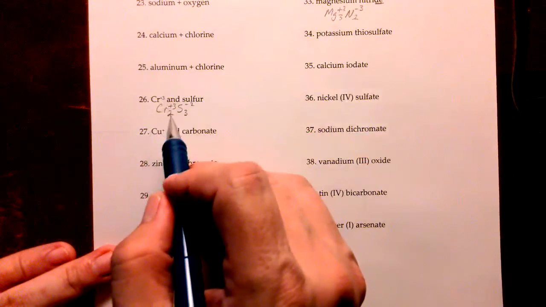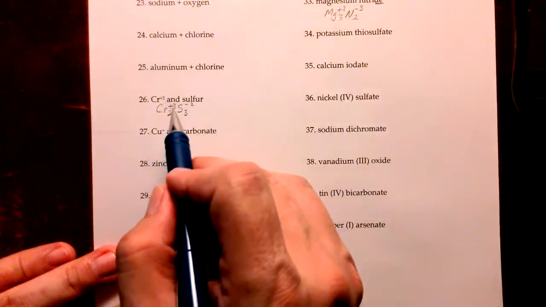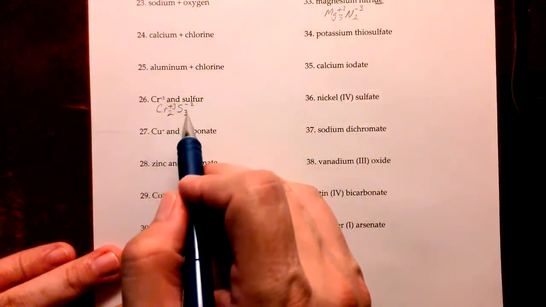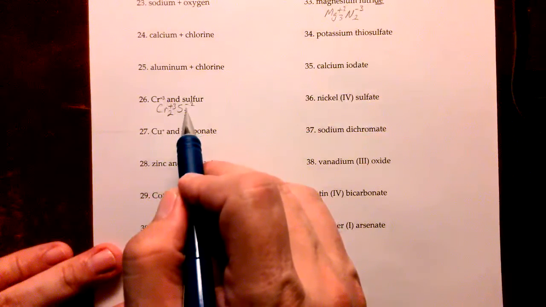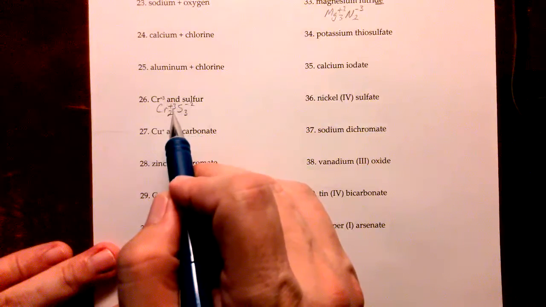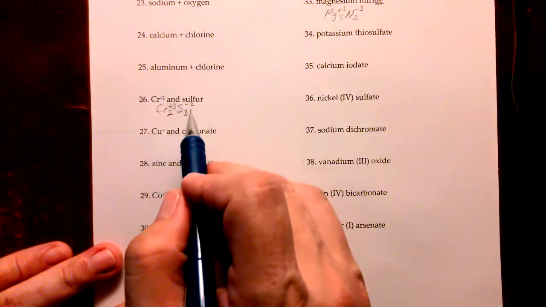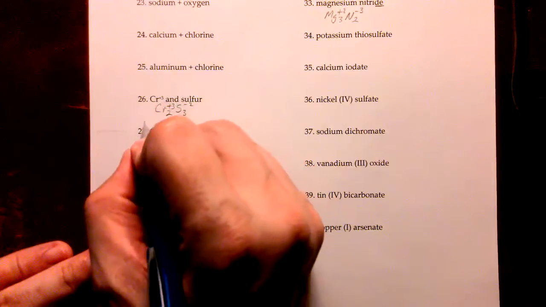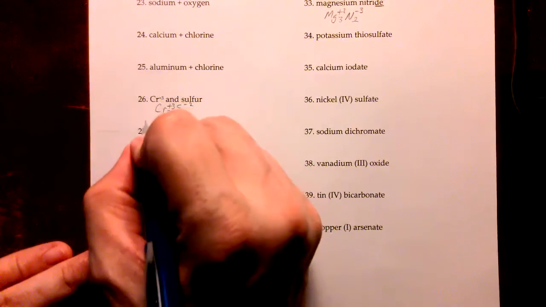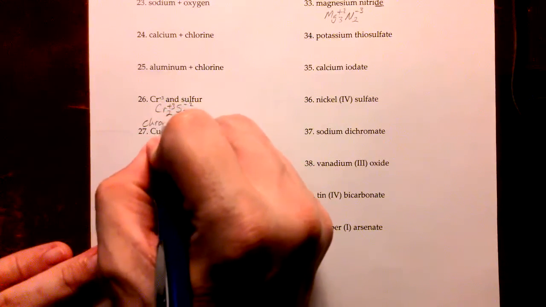Now I have plus 3 and plus 3. I have 2 of those, so that's plus 6. And 3 of that, so I have minus 2, minus 2, minus 2. So I have plus 6 total and minus 6 total. What's the name? Okay, here's the new thing. It's chromium.